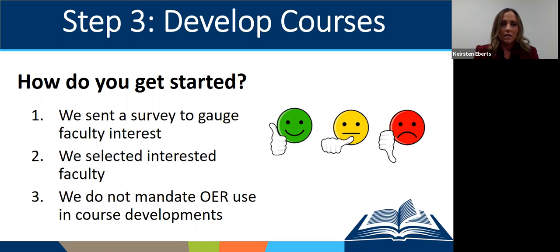So we started with faculty interest first, but later on, once we started to see faculty momentum growing, we did look at high enrollment courses, and we looked at high cost for textbook courses to have the biggest impact. And we have 2 Z degrees now, and so we also looked at those courses that were part of the Z degree that we wanted to start.